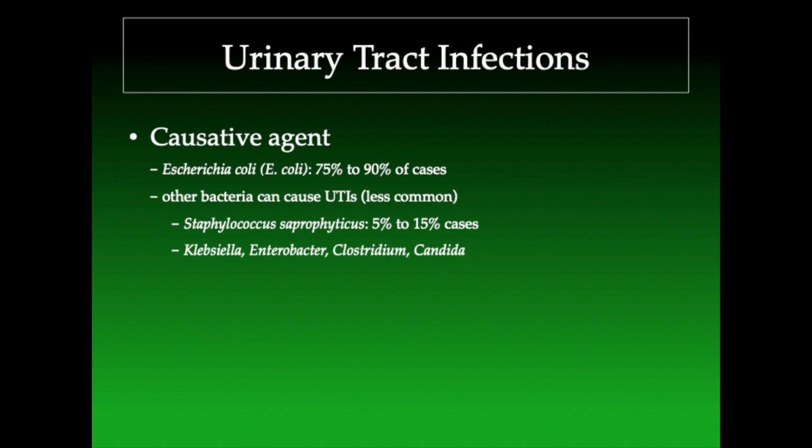75 to 90% of UTIs are caused by Escherichia coli or E. coli. Other bacteria can cause a UTI, but those cases are not as common. 5 to 15% of cases are caused by Staphylococcus saprophyticus, and even less common are cases of UTI caused by Klebsiella, Enterobacter, Clostridium, and Candida bacteria.